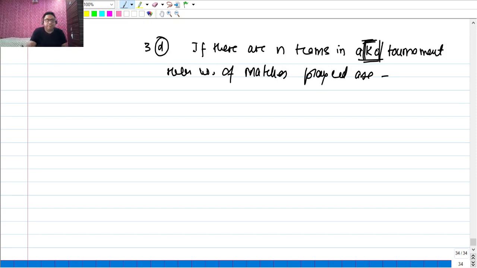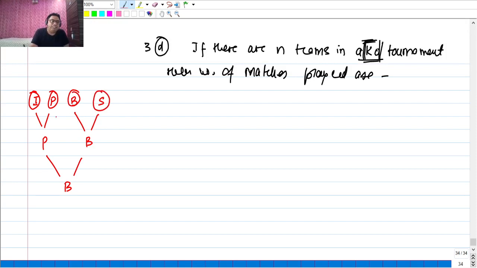So I give you a knockout tournament. Suppose India, Pakistan, Bangladesh and Sri Lanka were playing a knockout tournament. India plays with Pakistan, Pakistan wins, and Bangladesh plays with Sri Lanka, Bangladesh wins. Oh, I'm sorry about Pakistan, huh? And then Pakistan plays with Bangladesh and Bangladesh wins. So there were 4 teams: India, Pakistan, Bangladesh and Sri Lanka. How many matches? 1, 2 and 3. This is a knockout. So how many matches? N minus 1 matches.